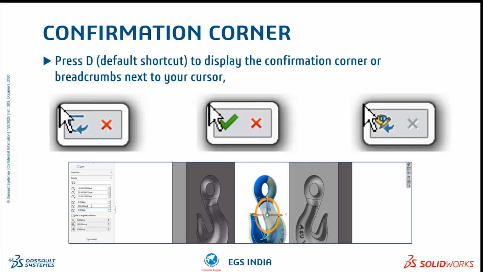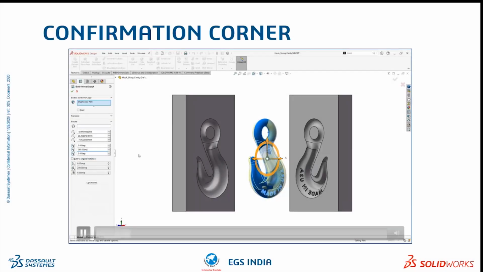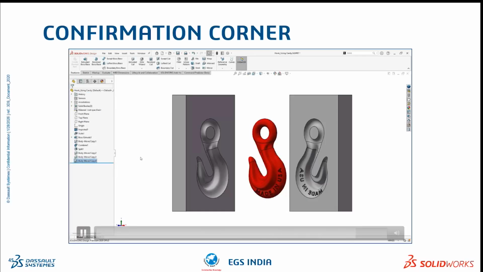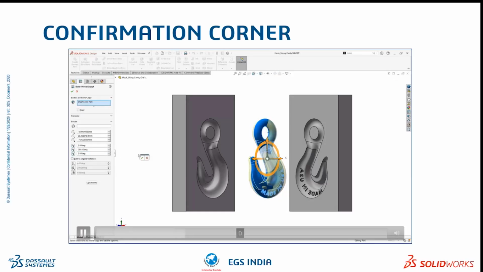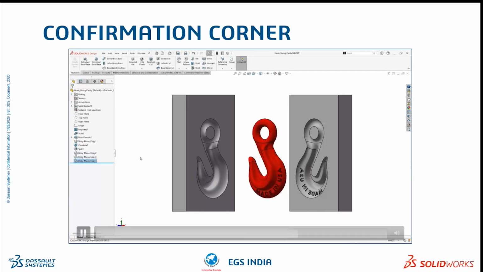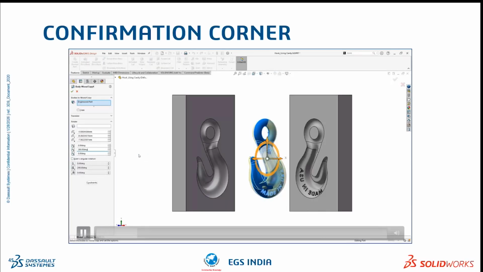Another option to reduce mouse movement is the confirmation corner. By default, SolidWorks brings a confirmation corner to the cursor. No need to search for the tick mark on the right side. You just press D, and the confirmation corner will bring itself over the mouse. I'll just click D, and the confirmation corner appears over the mouse. By using this, we can easily exit the command or complete the feature.